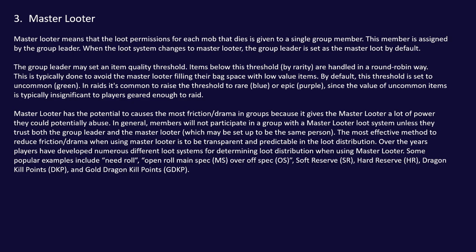The most effective method to reduce friction and drama when using Master Looter is to be transparent and predictable in the loot distribution. And over the years, players have developed numerous different loot systems for determining loot distribution when using the Master Looter. Some popular examples include need roll, open roll, main spec, abbreviated MS, over off spec, abbreviated OS, soft reserve, abbreviated SR, hard reserve, abbreviated HR, dragon kill points, abbreviated DKP, and gold dragon kill points, abbreviated GDKP.